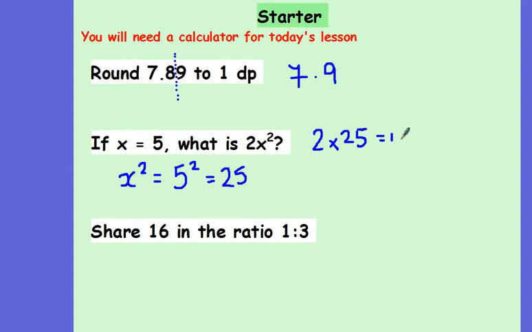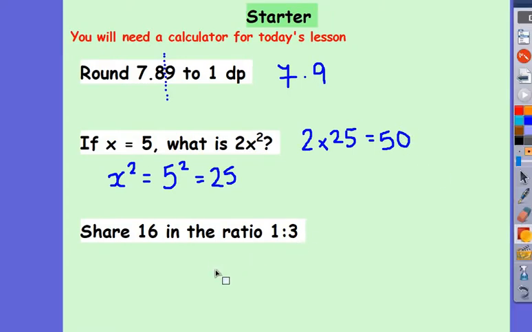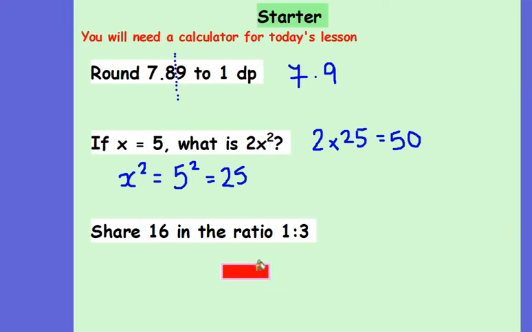And finally, can you share 16 in the ratio 1 to 3? Well, let's think about it in terms of parts. If I've got a ratio with 1 on this side, make that blue, and then on the other side, I've got 3 lots, one, two, three. There's my bar model.